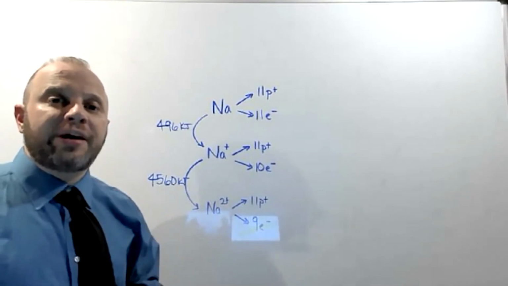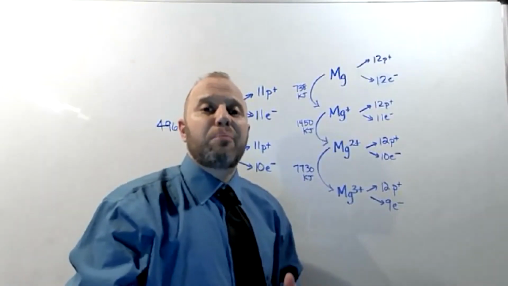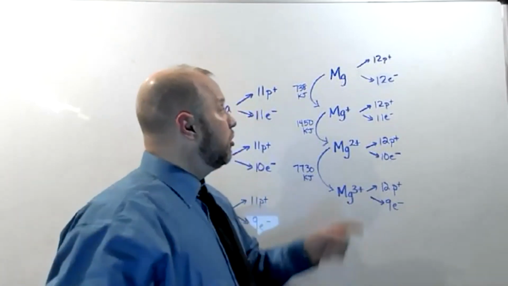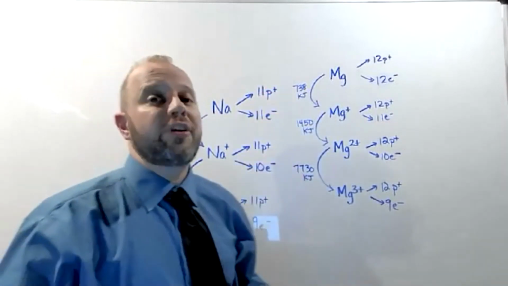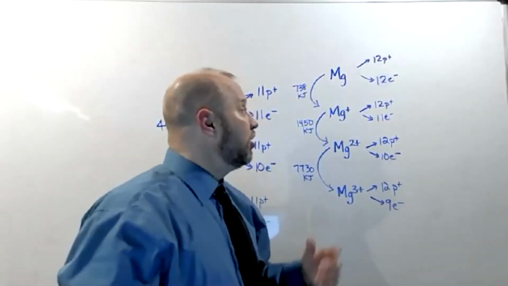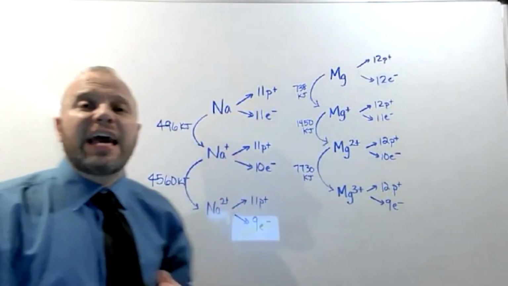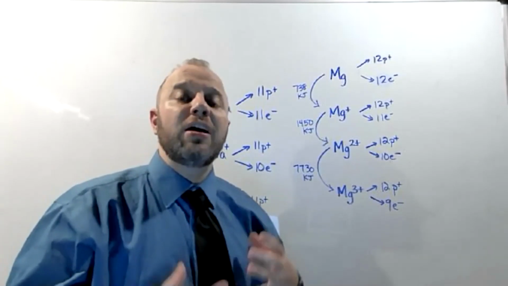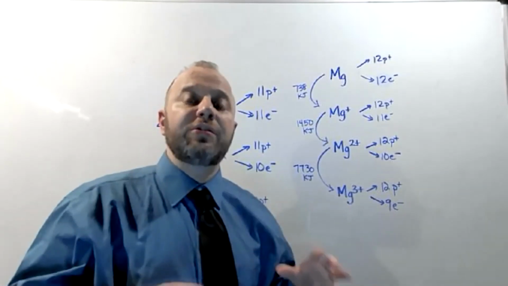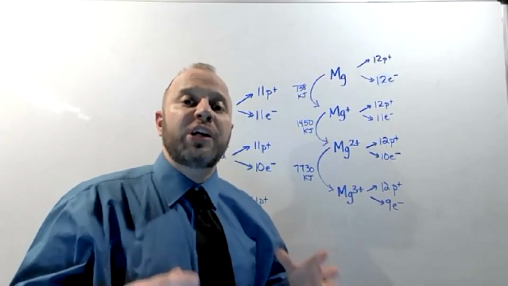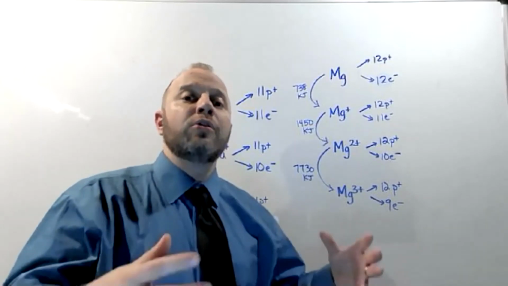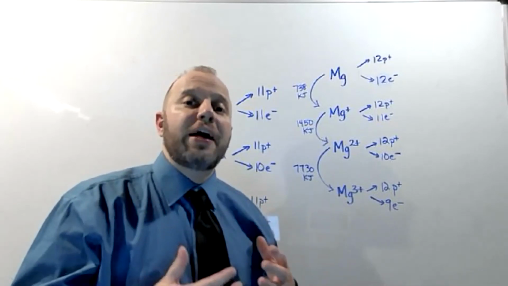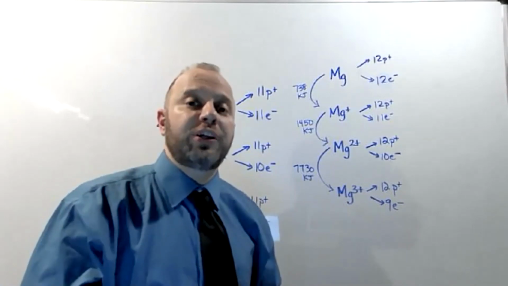Let's take a look at a second example. In our second example, we're going to look at magnesium, an element in group 2 on the periodic table. First, notice how the energy required to remove an electron only increases, just like we saw in sodium. Again, the reason for this is that the proton to electron ratio is increasing, meaning the number of protons is remaining the same, but those same number of protons are holding on to fewer and fewer electrons. So they're going to be able to hold on to them tighter. Therefore, every additional electron that is removed is going to require more energy.